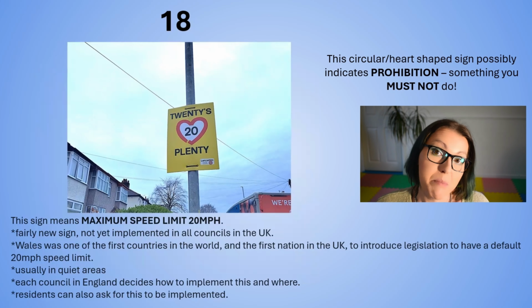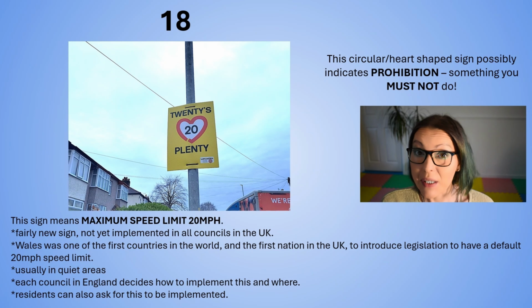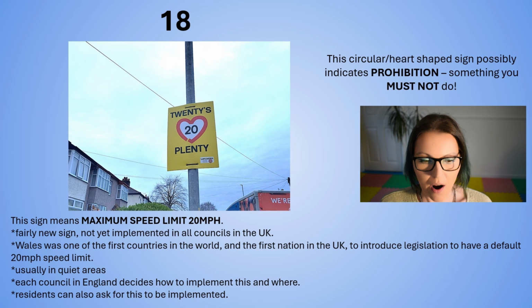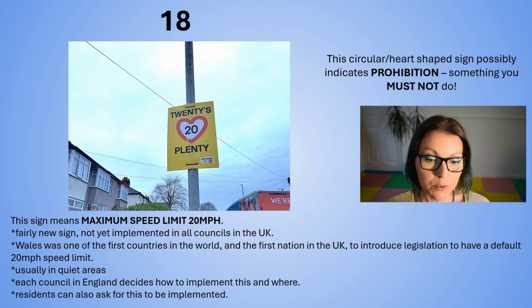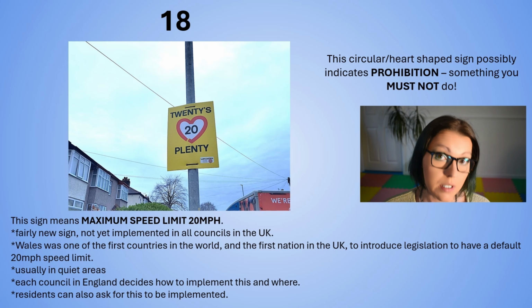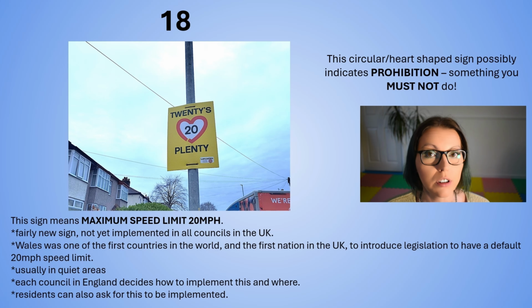So this sign means a maximum speed limit of 20 miles per hour. And like I said, according to my research, this is a fairly new sign which is not yet implemented in all the councils in the UK. And Wales was, in fact, one of the first countries in the world and the first nation in the United Kingdom to introduce legislation to have a default 20 miles per hour speed limit.